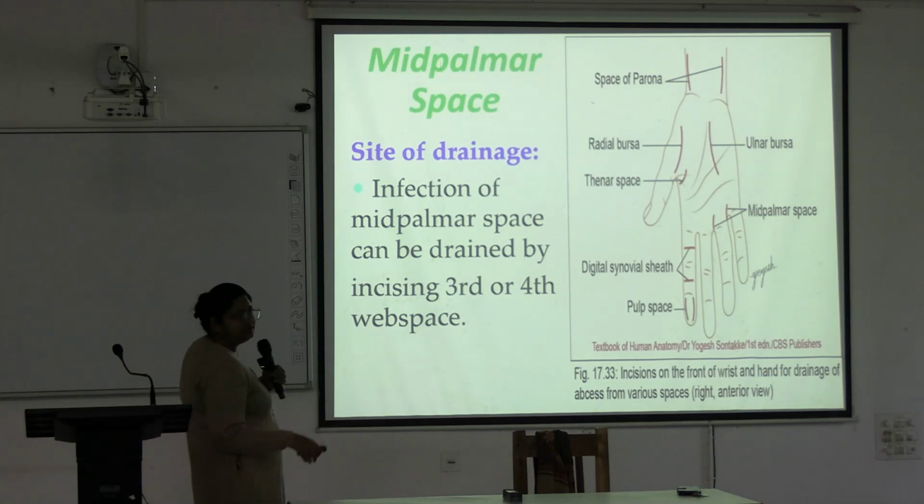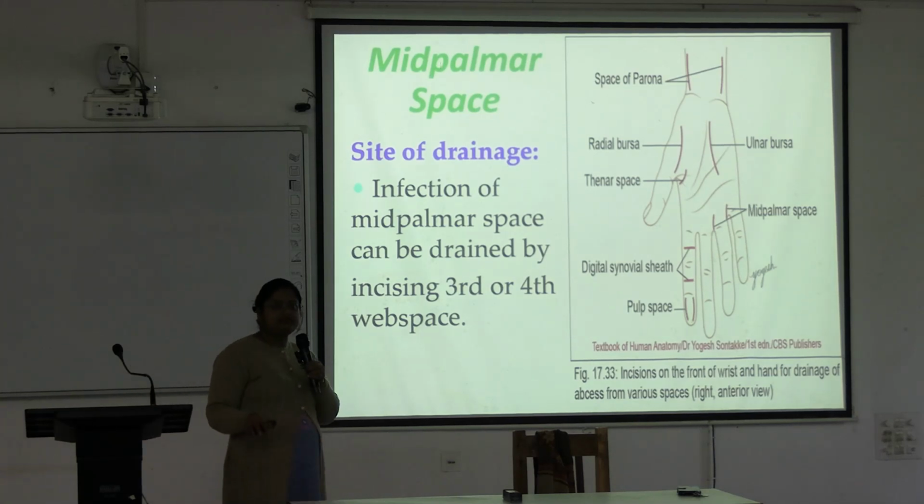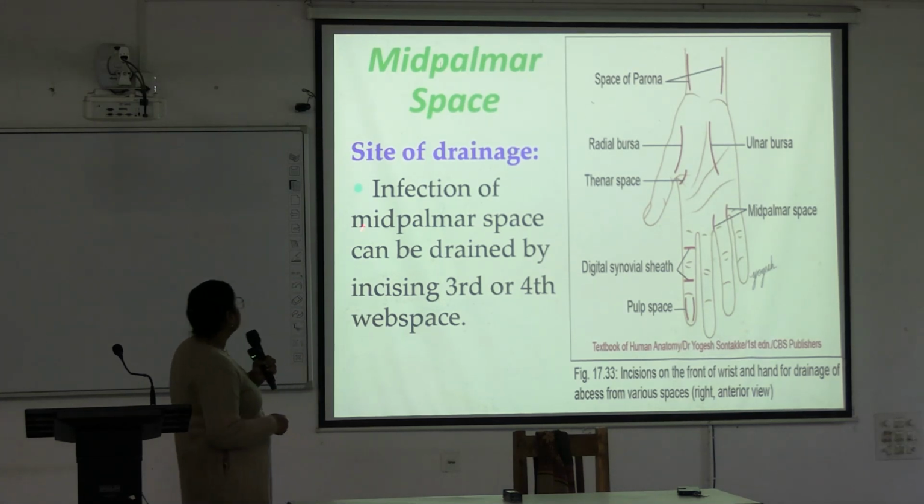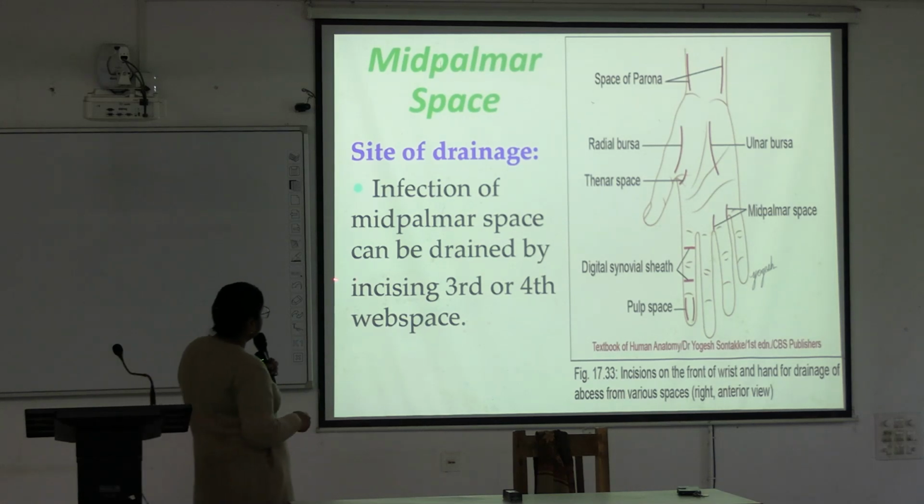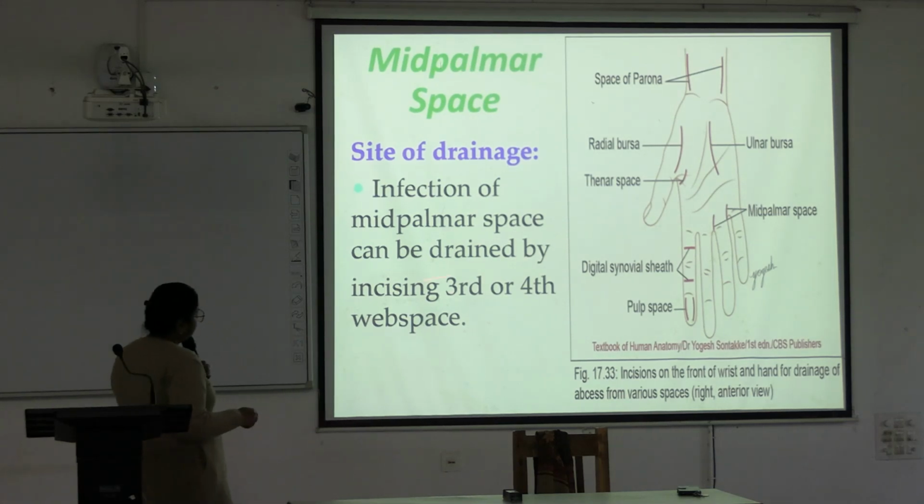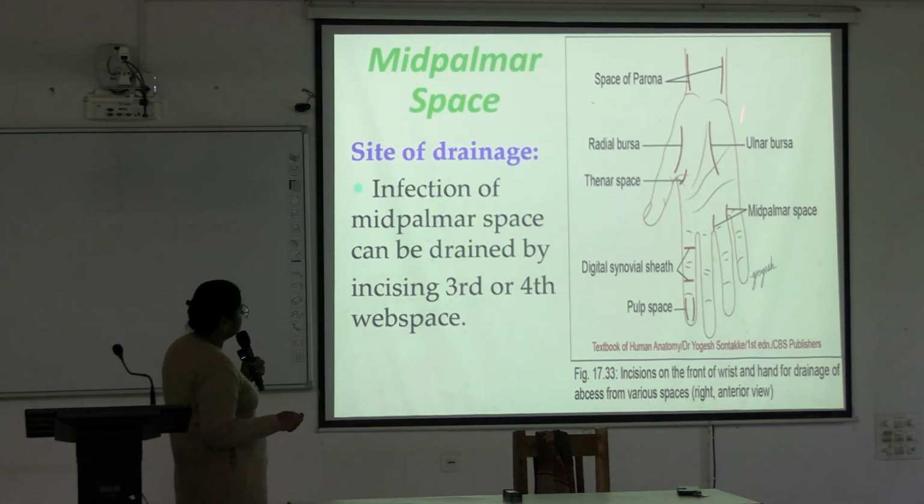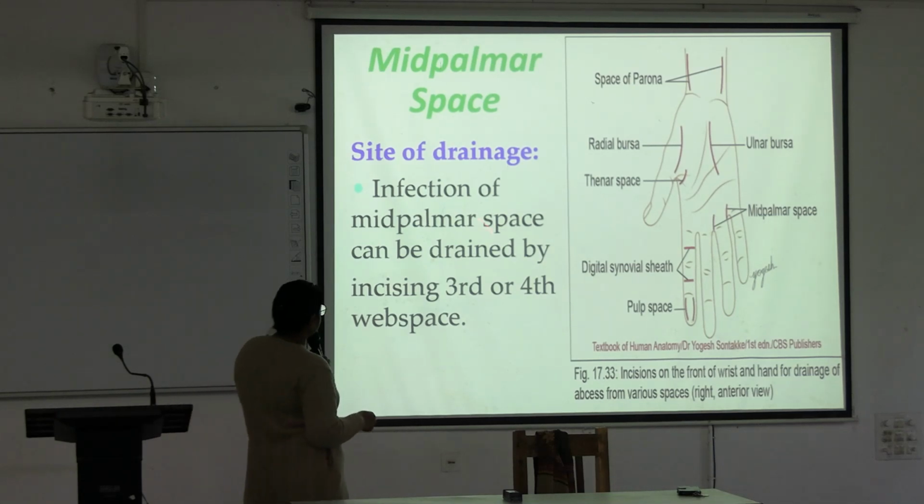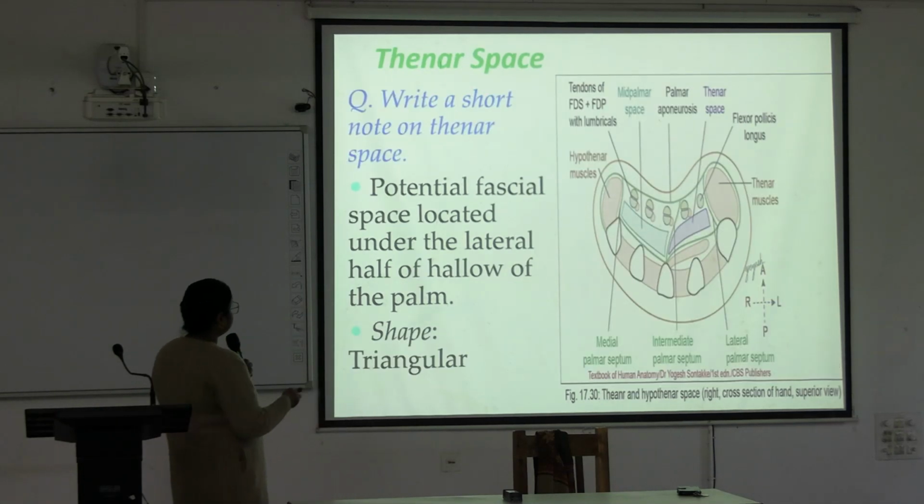Next, if infection occurs in this space, the mid-palmar space, how will you drain it? You will get infected patients like this. So, infection of the mid-palmar space can be drained by incising the third and fourth web space here. The third and fourth web space you have to cut. Here is the incision point for infection drainage.